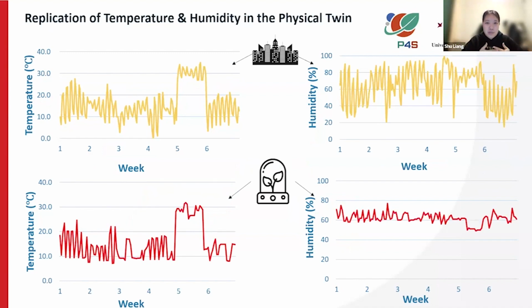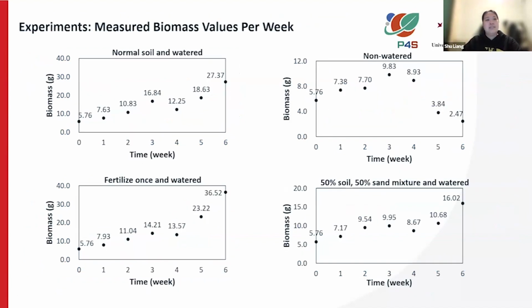the temperature and the humidity, which have a similar issue. We are good at setting the temperature, but not good at setting the humidity. And you can see that over the 4 to 6 weeks, the temperature has a very similar trend for each day. And this is our weekly biomass measurement.